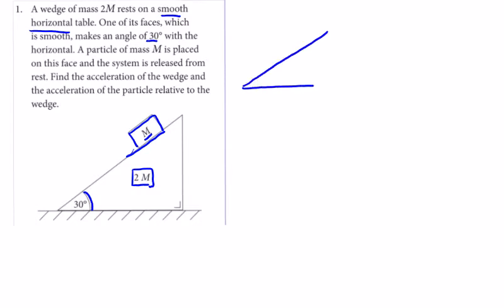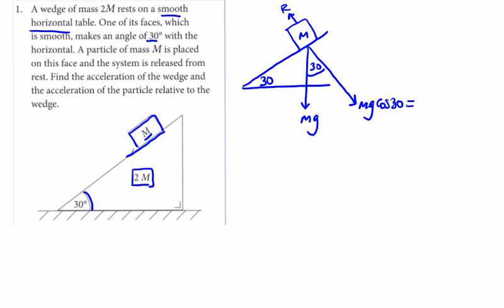If we start with the particle, we have R, we have the weight mg, and perpendicular to the slope we have mg cos 30, which is equal to root 3 mg over 2, and parallel to the slope we have mg sin 30, which is equal to mg over 2. The particle is going to move down the slope.